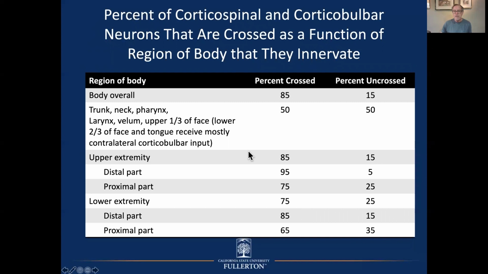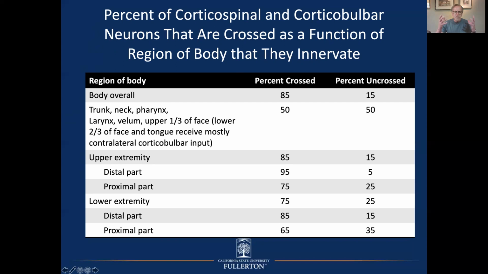You can also see that distal parts of the extremity have a greater percentage of decussated neurons than do the more proximal parts, and that applies to the upper extremity. Here we have a 95 versus 75, and the lower extremity, 85 versus 65. All right, now for the trunk, the neck, the pharynx, the larynx, that's intrinsic larynx, I should say, not the strap muscles, but the intrinsic muscles of the larynx, the velum, and the upper 1/3 of the face. The crossing is about 50-50.